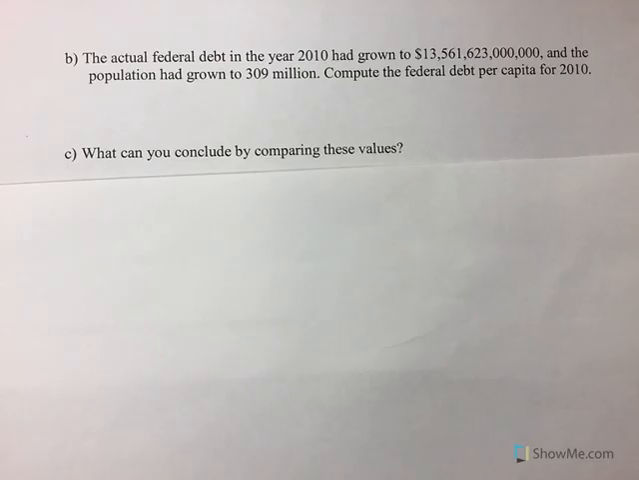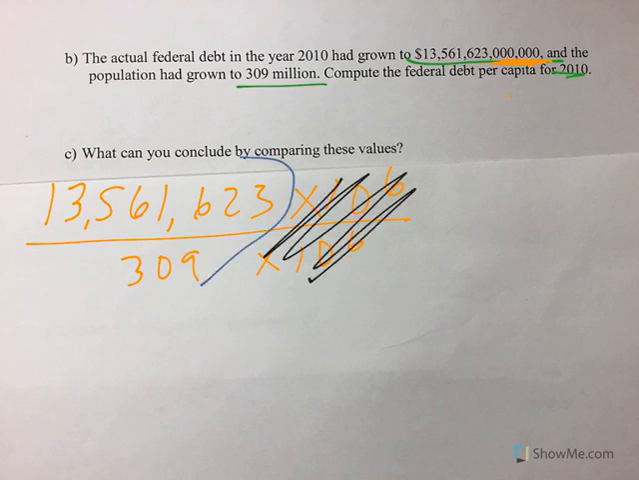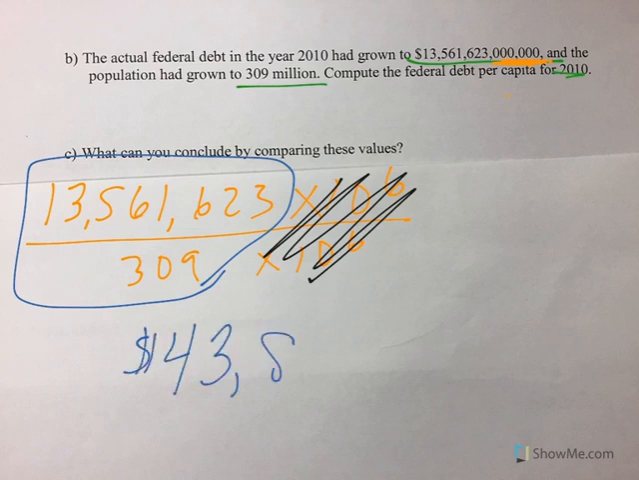Well, let's look at the actuality of that. The federal debt had grown to be over 13 trillion, and the population grew to 309 million. So what would that be? This is in 2010. Again, I'm going to cut off these last 6 and do my 13,561,623 times 10 to the 6th. That way I can divide by 309 times 10 to the 6th, and I can have these cancel out. So when I just divide, I end up with $43,888.75.